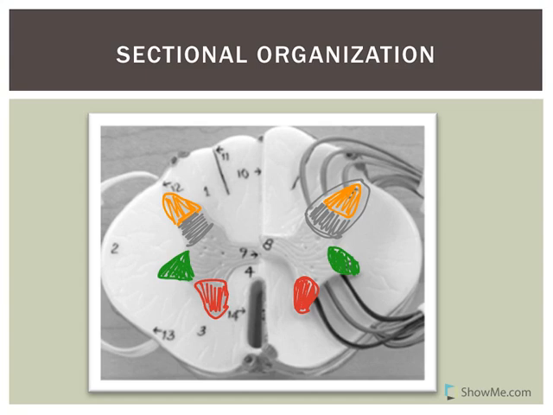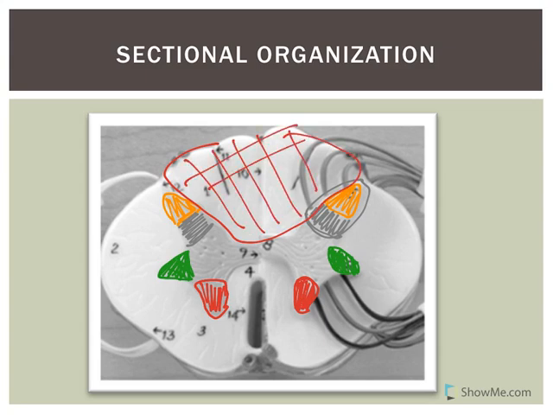In the back here, let's just hatch it. That's the dorsal white column. That has ascending tracts of myelinated axons only. That's where the fasciculus cuneatus and fasciculus gracilis tracts are.